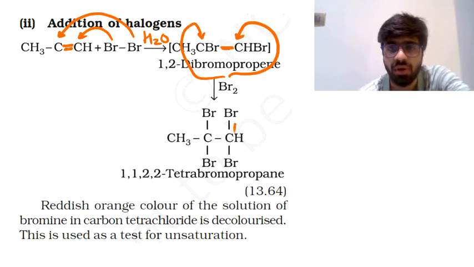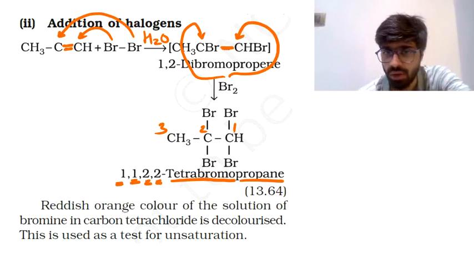To give it a name, 1, 2, 3 is the longest chain. There are 4 bromine atoms. So we have to write tetrabromo. But where are these bromine atoms? They are on 1, 1, 2, 2. It's tetrabromo and 3 carbon atoms, and that is why you call it propane. Okay, so that's the final naming of the compound.